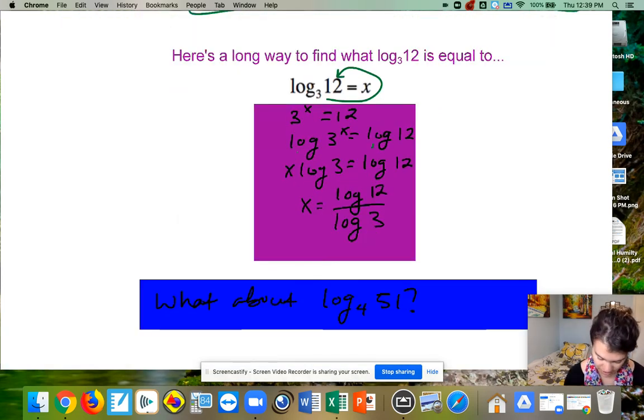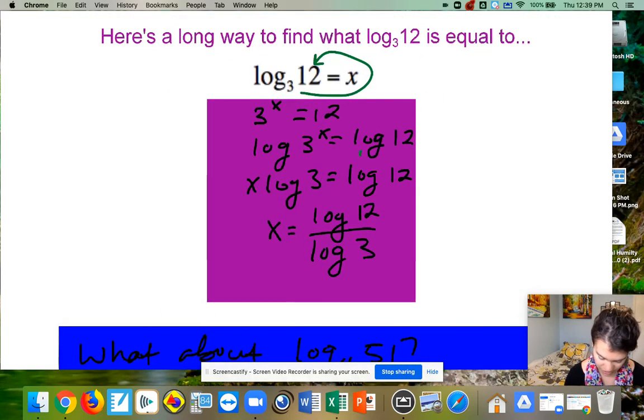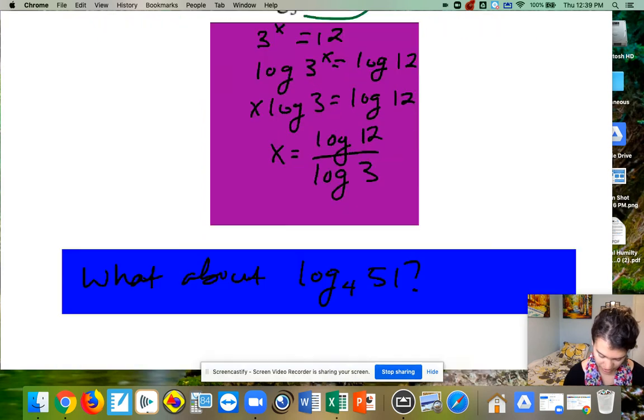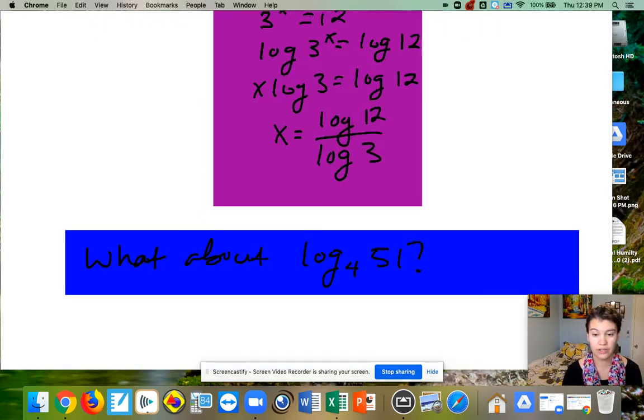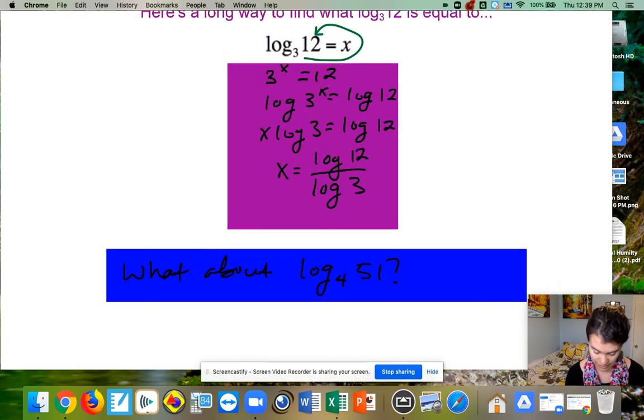So then the question is, well, what can I do for the next one? Like, what if I want to then look at log base 4 of 51? Do I need to go through the same process over again, or is there a simpler, faster way to do it? So we look at what we were doing here. We had log base 3 of 12, which ended up being log of 12 over log of 3. So you could do the same thing here and have log of 54 over log of 4, and that will give you your answer.